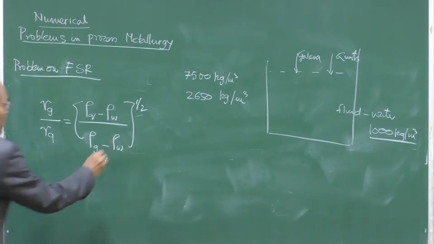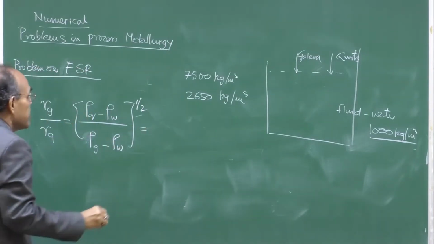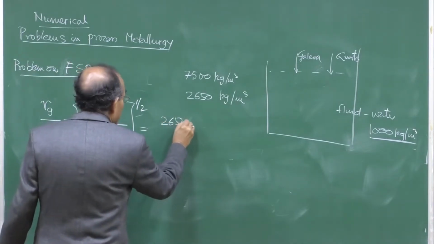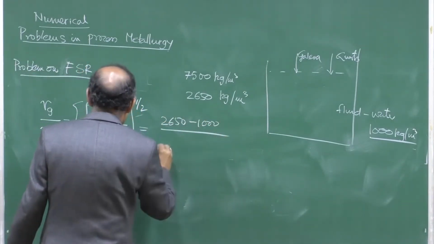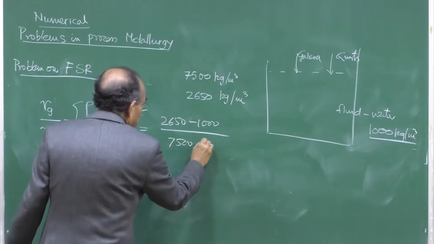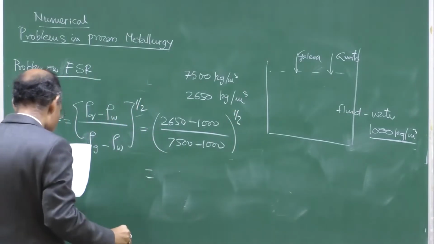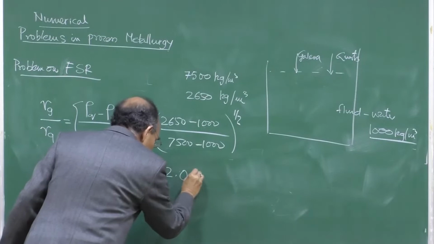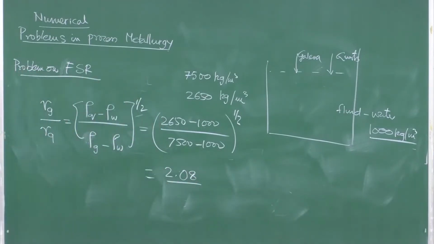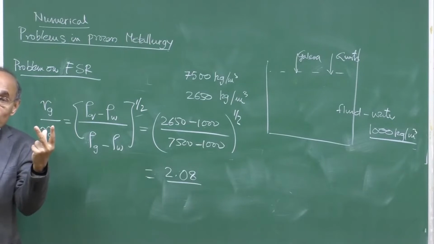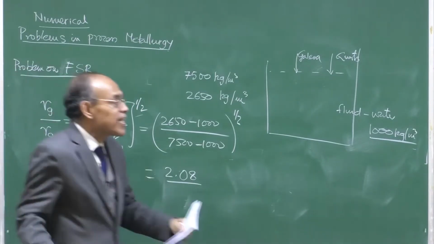And if I now plug in this ratio, then I get 2650 minus 1000, over 7500 minus 1000, raised to the power half, and this value comes out to be something like 2.08. What does this indicate? This indicates that the Galena particle size will be 2 times the quartz particle size, which will have the same settling ratio.